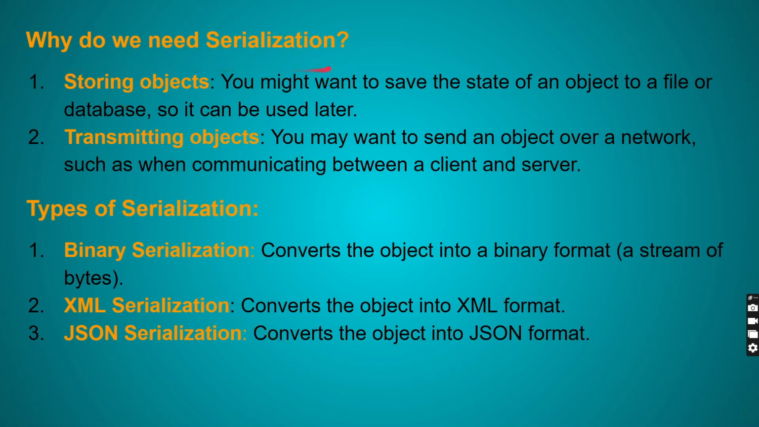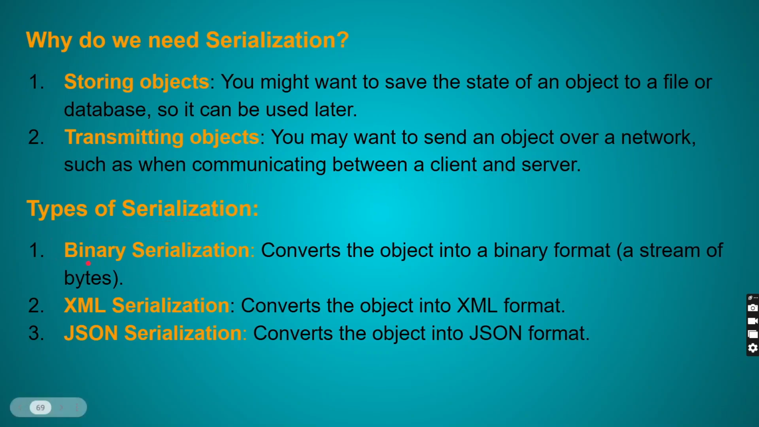Why do we need serialization? The first point is storing objects. You might want to save the state of an object to a file or a database so it can be used later. Transmitting objects: you may want to send an object over a network, such as when communicating between a client and server. Types of serialization.